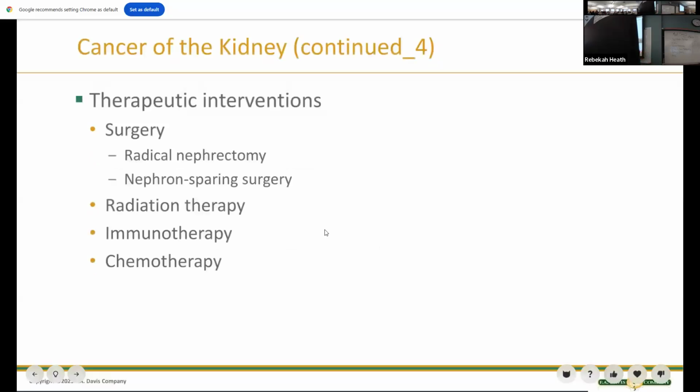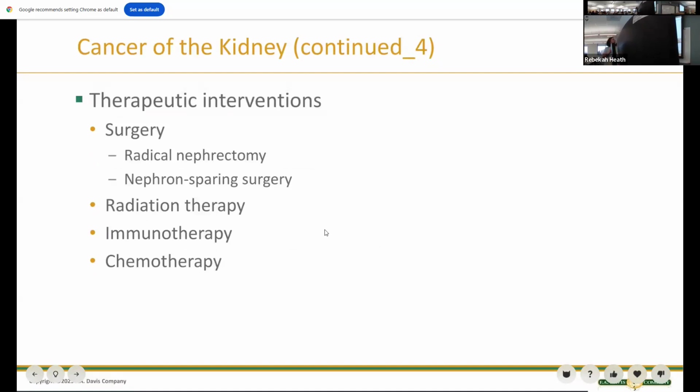All right. So therapeutic interventions. If you have cancer of the kidney, they might have to do a radical nephrectomy. What would that be? They take the kidney out. Yeah, total removal. Fortunately, we have two kidneys. You can function with one. You know, we prefer to have two, but one can work, right?